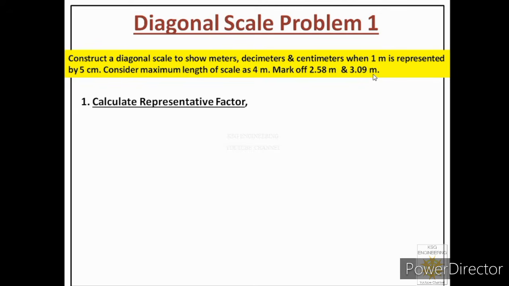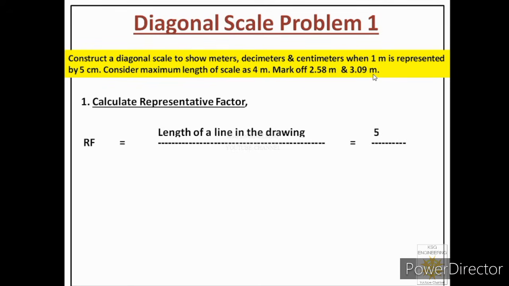So let us write the formula for representative fraction. Now what is representative fraction? It is length of line in the drawing divided by actual length of line on the object. Now let us search these values in the problem. So let us read the statement again. He says construct a diagonal scale to show meters, decimeters and centimeters when 1 meter is represented by 5 centimeter.